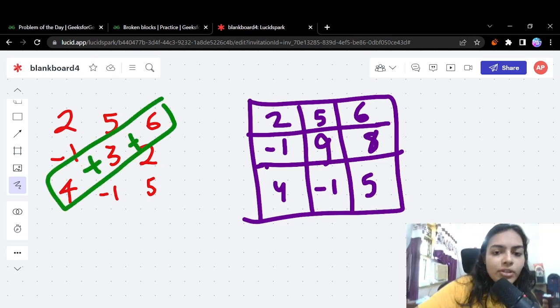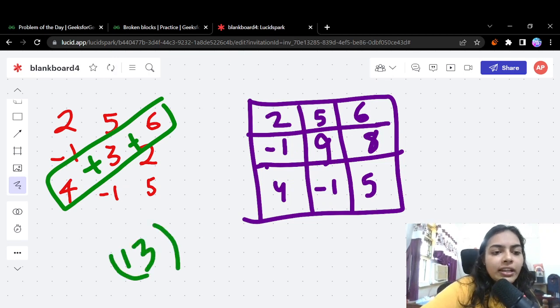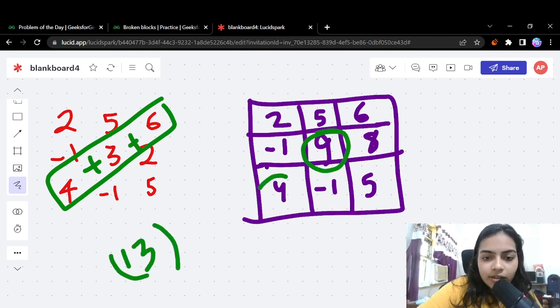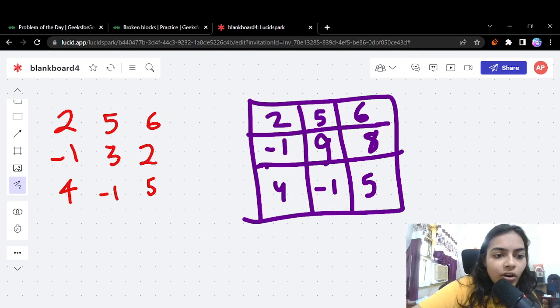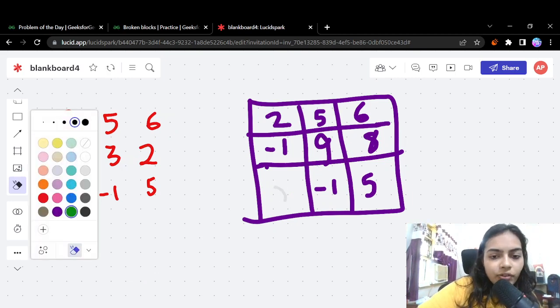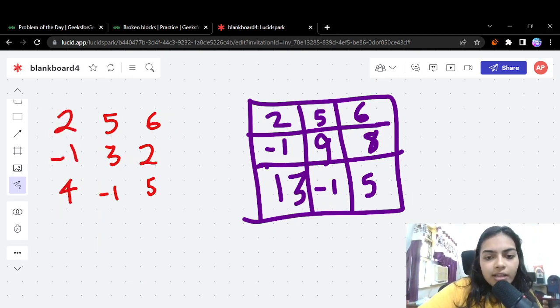So the maximum possible is 4 plus 9, which is 13, right? 4 plus 9 is 13, because I have already stored the answer 9 here. 9 plus 4 is 13. So I need not calculate all the ways again. From this matrix I can see that the answer is going to be 13.